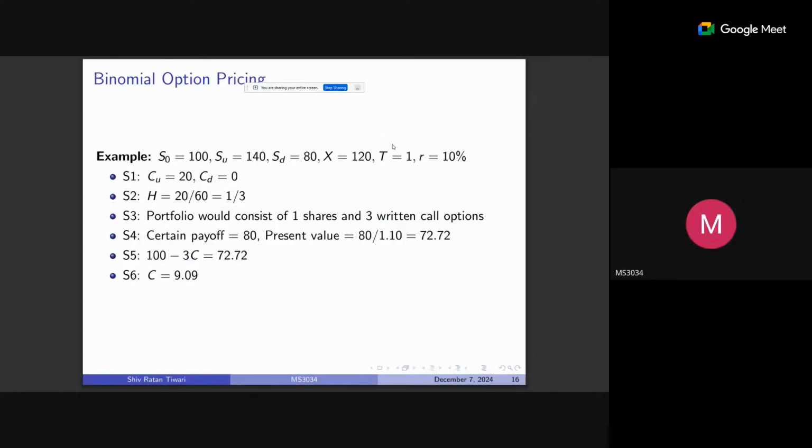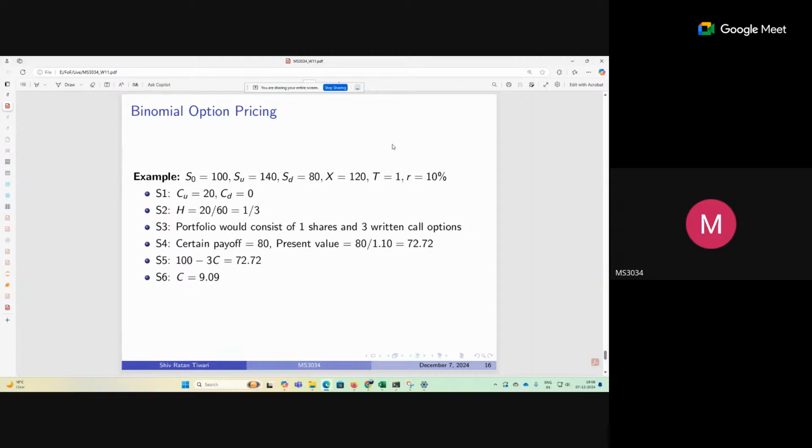For today's class, I will be ending the session at this point. In the next class, I will continue from here. I will give a brief recap of binomial option pricing, then we will move to the Black-Scholes model, and later complete our discussion of what we covered in week 12.